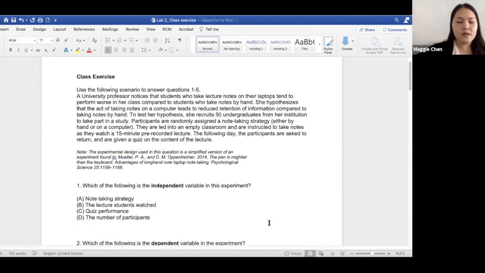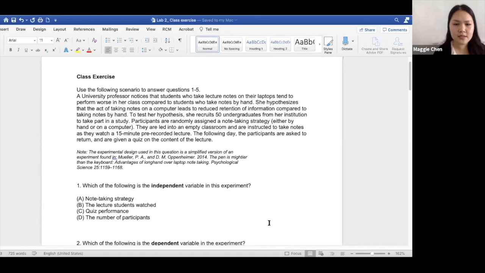Let me just share my screen. So to go over a few definitions and a case study, I am just going to read this class exercise. A university professor notices that students who take lecture notes on their laptops tend to perform worse in her class compared to students who take notes by hand. She hypothesizes that the act of taking notes on a computer leads to reduced retention of information compared to taking notes by hand. To test her hypothesis, she recruits 50 undergrads from her institution to take part in this study.